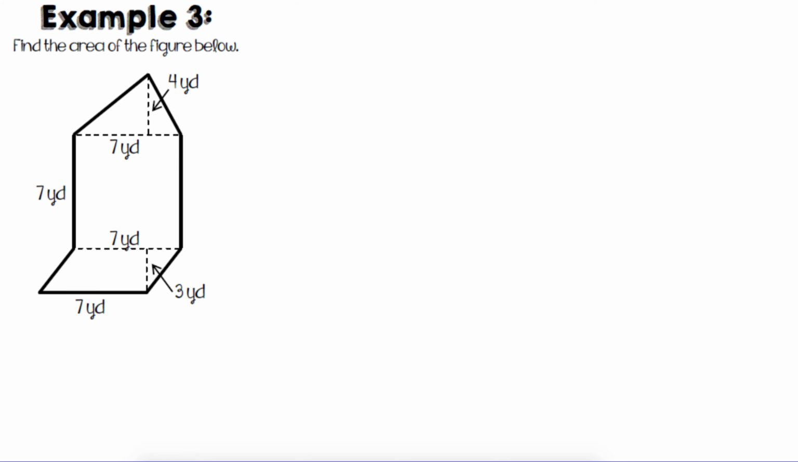Okay, one more. Just get extra practice in here. So again, divide it into 3 different shapes. Try to do it on your own, and then if you can, maybe even try to find the area of this one on your own. So pause the video, divide it into shapes, find the area, and then you can check to see how you did. Okay?